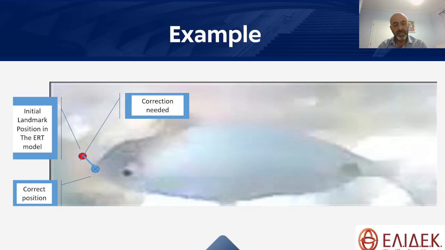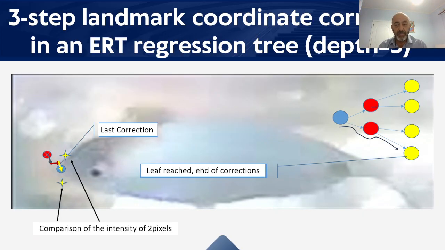Here is an example. The red bullet is, for example, the initial landmark position in the ERT model, placed there as the average position of all the annotated photographs that were used for training, and the blue bullet is the correct position where the mouth of the fish is denoted. Then the correction shown by the arrow is needed. Here in this slide, we see how the corrections of the landmark position could be performed if we traverse, for example, a binary regression tree of depth 3 and visit 3 of its nodes from the root down to the leaf.